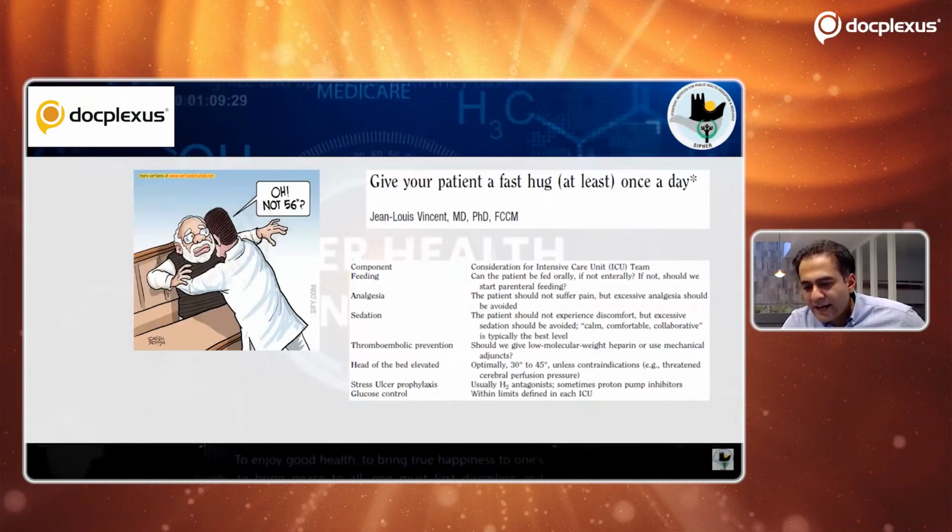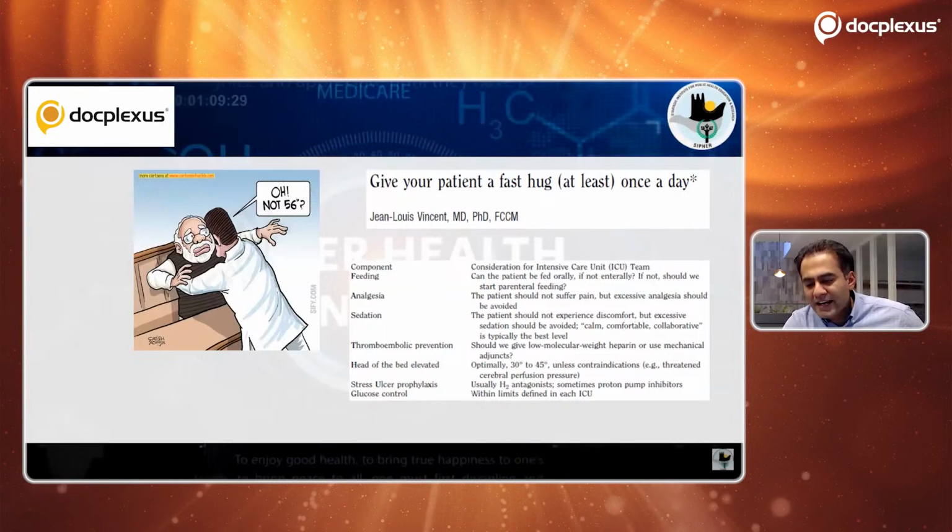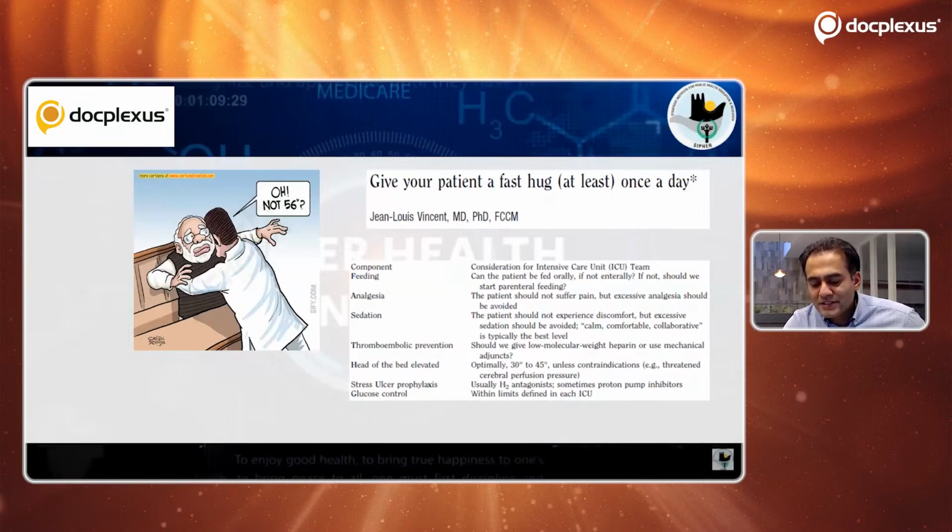We keep the head end of the patient elevated to 30 to 45 degrees unless there is a contraindication. We look for stress ulcer prophylaxis. And as we have discussed, we also take care of the sugars, and we keep them within the range of 140 to 180 milligram per deciliter. So yes, FAST HUG we give to all the patients in our ICUs.